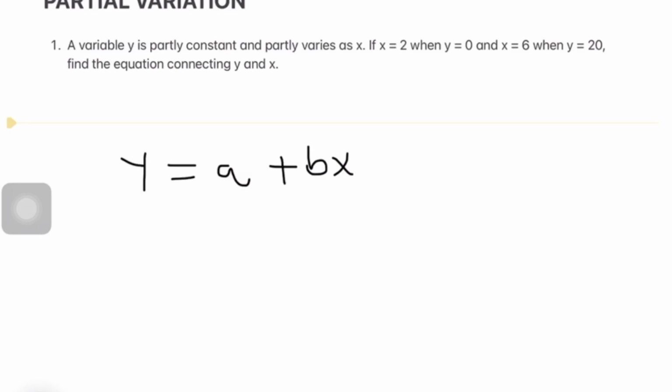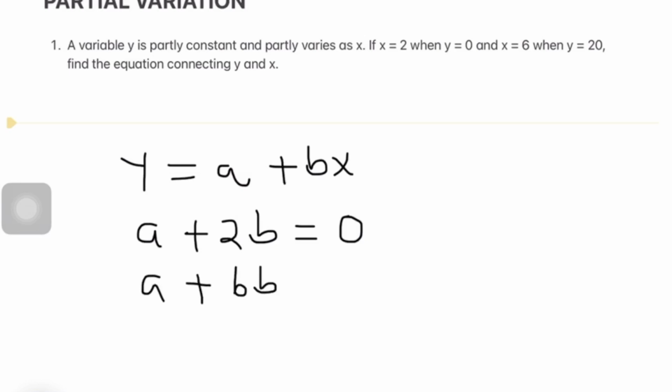So let's form the equations first. We have y is equals to a plus bx. So when x is equals to 2, y is equals to 0. Here my a is unknown, plus b is unknown, and then x is equals to 2. So this is a plus 2b is equals to 0. That's the first equation. The second equation: a plus, x is 6, and therefore 6b is equals to 20, right? So you have your two equations.